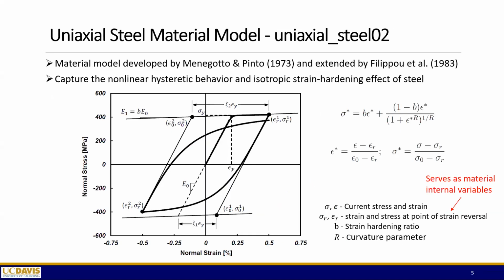Okay, so next I'm going to briefly talk about each of these 3 material models, how they work and what kind of material behavior they can represent. The first one is the uniaxial steel material model. As I mentioned before, this is the uniaxial steel O2 material inside the Real Easy. This material model was developed by Menegotto and Pinto in 1973 and later extended by Professor Filippou and his colleagues in 1983. This is the current version of the model we are using inside the code. It can capture the nonlinear hysteretic behavior and also the isotropic strain hardening effect of the steel.